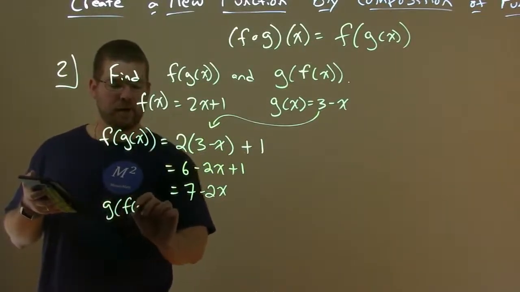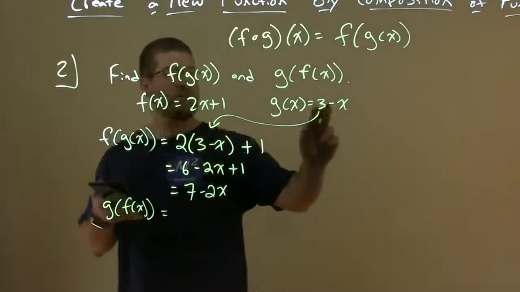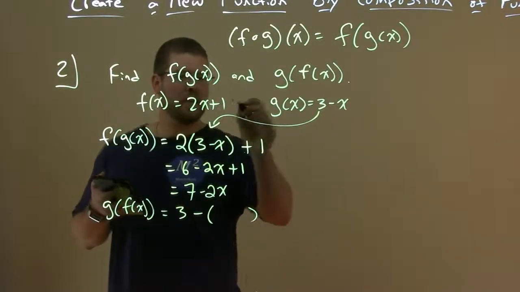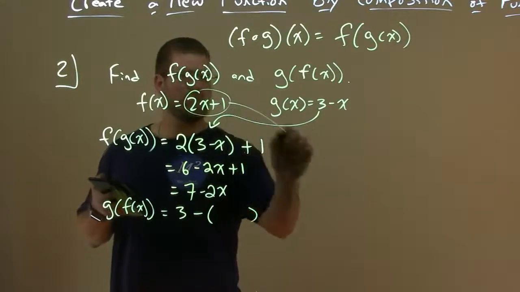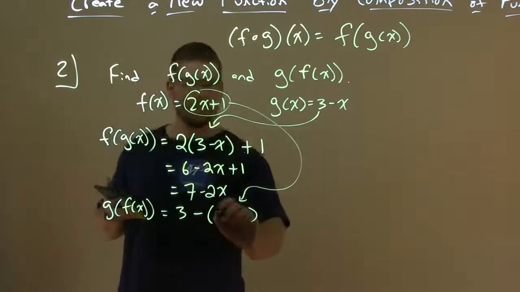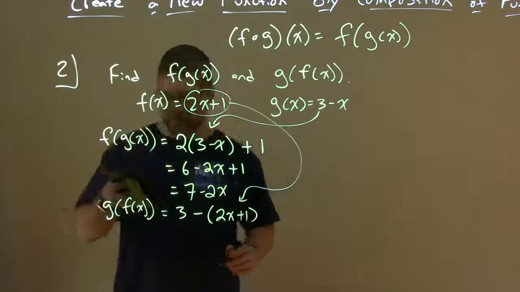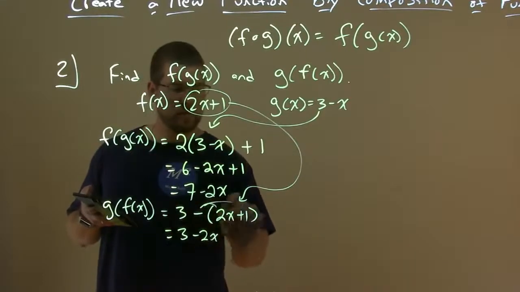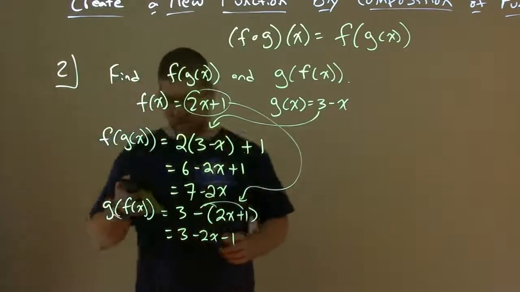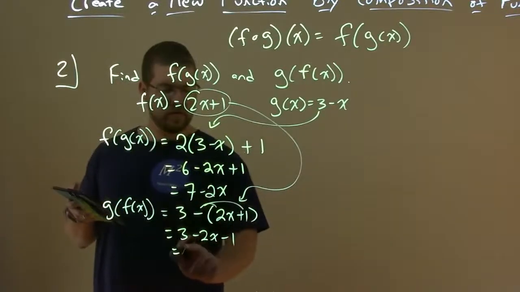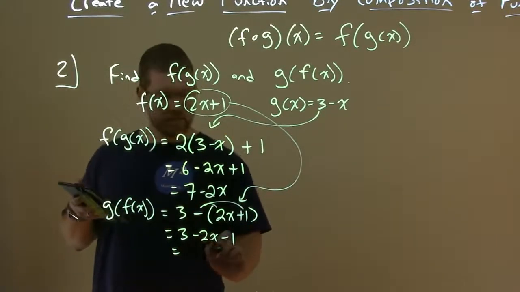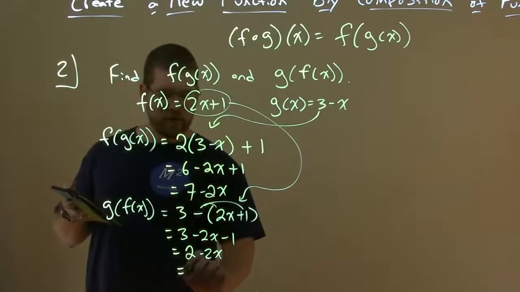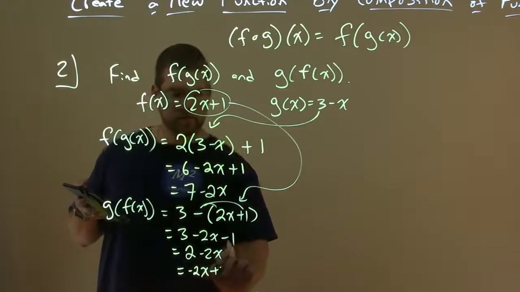g of f of x. So same idea. We're going to start with g of x: 3 minus, and instead of x, I'm going to put my parentheses. And in this case, I take that 2x plus 1 and I'm plugging it in there. Simplify, distribute the minus sign: minus 2x minus 1. Okay. Then 3 and minus 1 is a 2. So we have a 2 minus 2x here. Okay. We could rewrite that if we want as minus 2x plus 2.